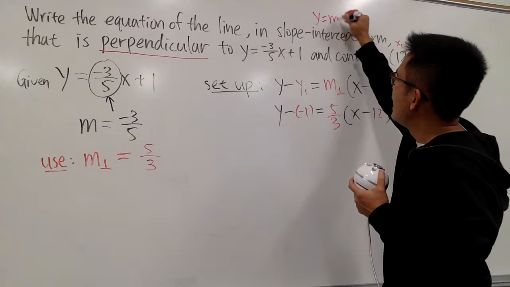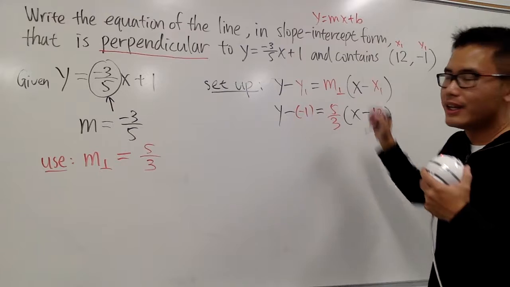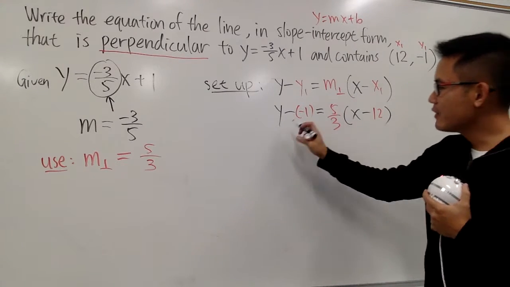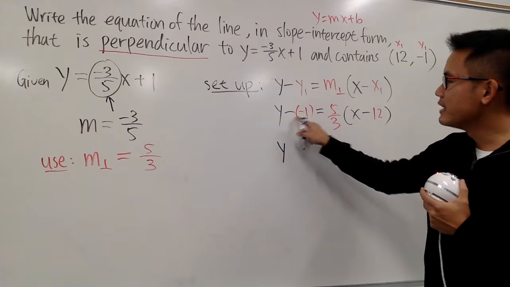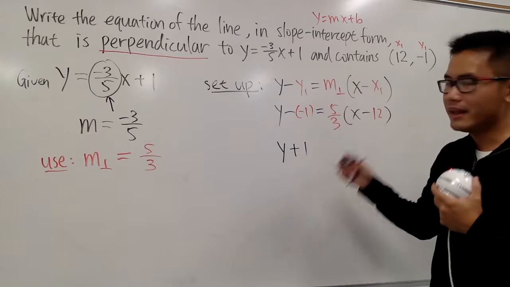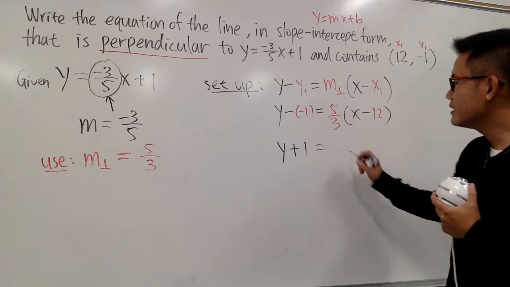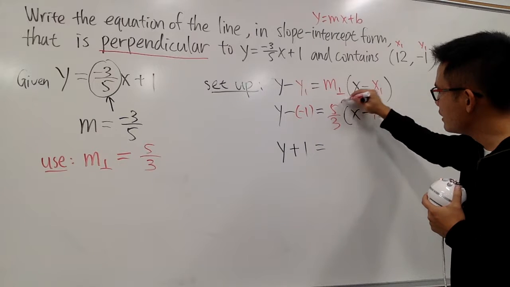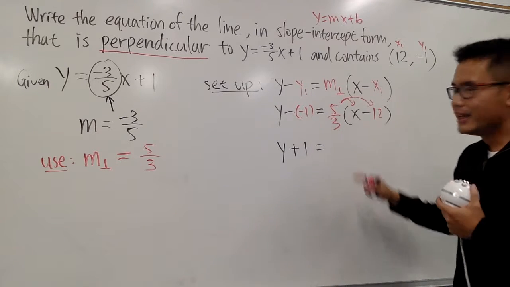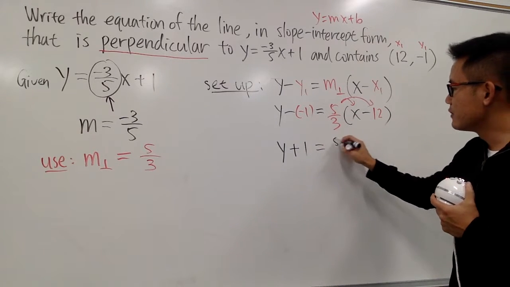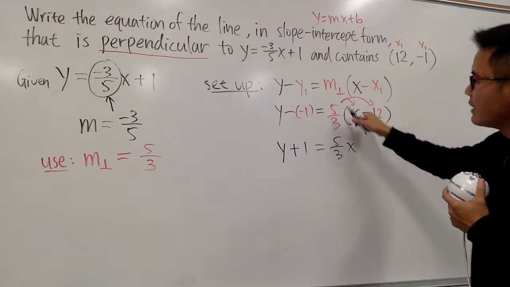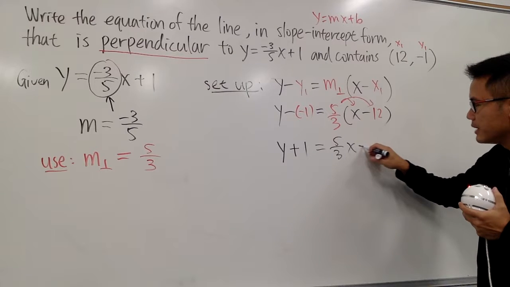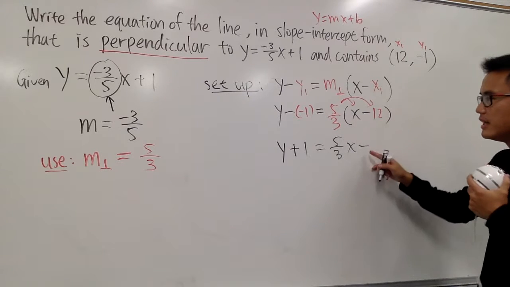Now, remember, for the slope-intercept form, we have to have what? y is equal to mx plus b, isn't it? The y has to be by itself. We just have to work this out now. First of all, we have this. y minus minus becomes plus 1, like this. And then on the right-hand side, you see there's no parentheses. We have to take the 5 over 3, distribute. 5 over 3 times x is just 5 over 3x. And what's 5 over 3 times negative 12? Well, we know the result has to be negative because positive times negative is negative.